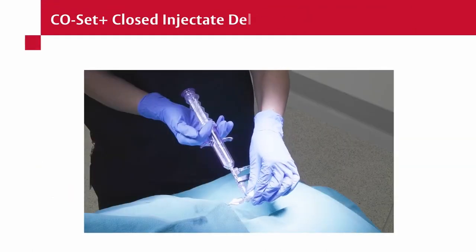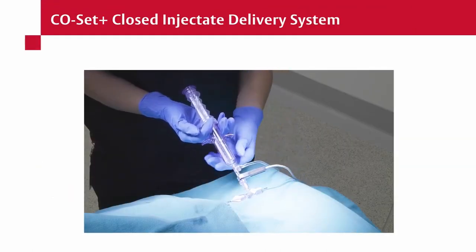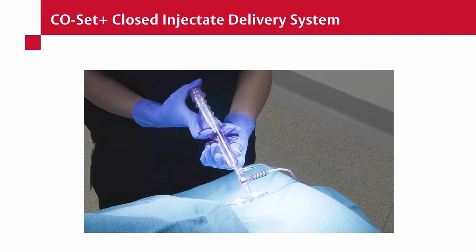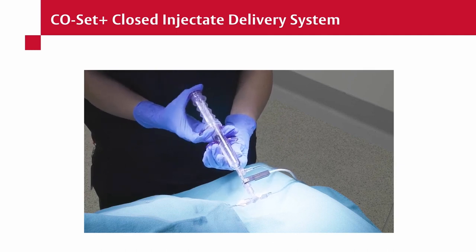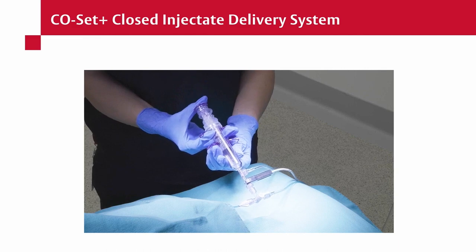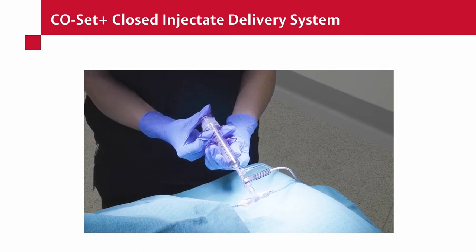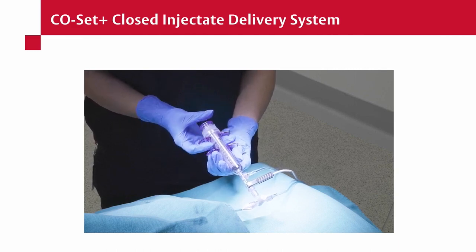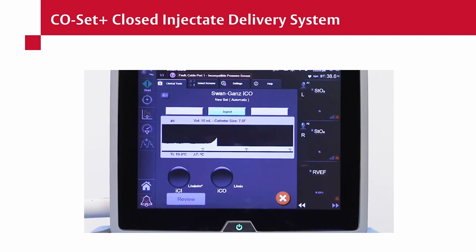The Cosette Plus closed injectate delivery system allows the clinician to perform intermittent bolus thermodilution cardiac output measurements when used in conjunction with a Swan-Ganz thermodilution catheter and a compatible cardiac output monitor. This closed injectate delivery system with a flow-through housing helps mitigate contamination from frequent access of the sterile system, warming of injectate due to handling, and allows for measuring the injectate temperature with each bolus.